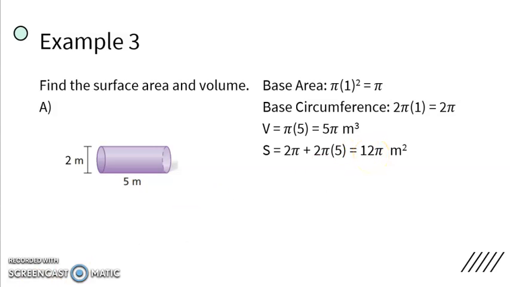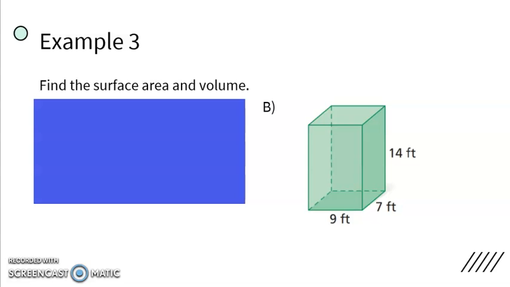Let's take a look at more examples. In part B, we're asked to find the surface area and volume of this rectangular prism. I know it's a rectangular prism because all of the shapes are rectangles and it does not come to a point at the top. So we're going to start off by finding the area of the base and the perimeter of the base, and then taking those values and putting them into our formulas.